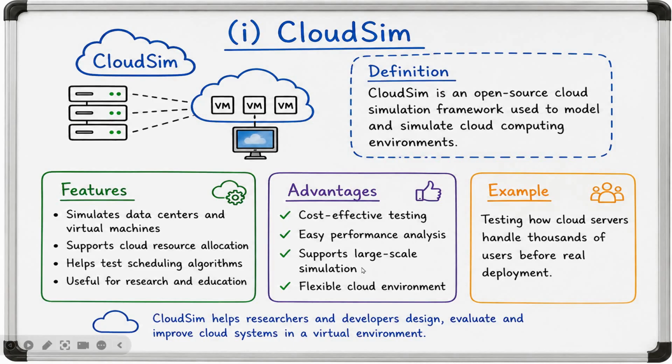The major advantage of CloudSim is that it reduces the cost and risk of real cloud deployment, where developers can repeat experiments multiple times and analyze the results easily without buying expensive servers or network devices. For example, a company can use CloudSim to test how the cloud servers handle thousands of users before launching an online application. This helps identify performance issues and improve the system before real deployment.